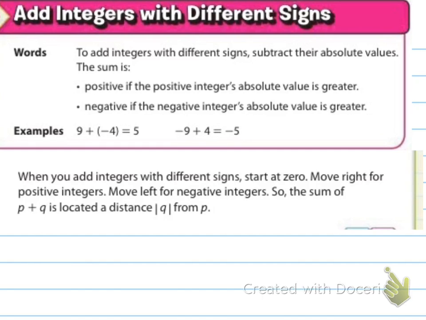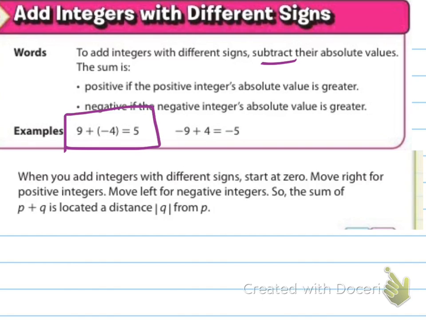So add integers with different signs. It says to add integers with different signs, you subtract their absolute values. The sum is positive if the positive integer's absolute value is greater, and negative if the negative integer's absolute value is greater. So just examples I think are easier to look at.